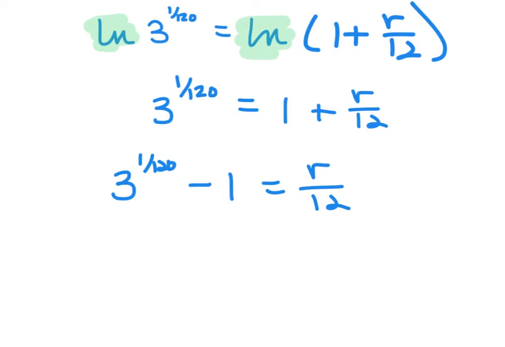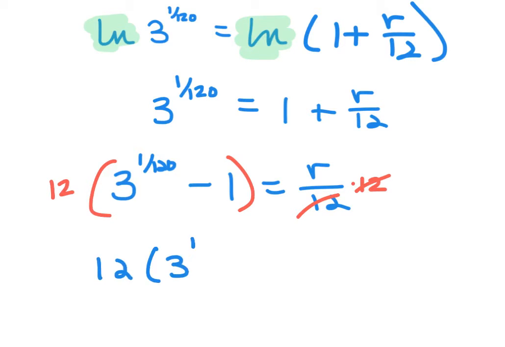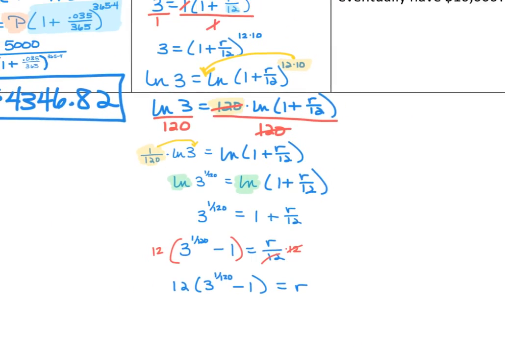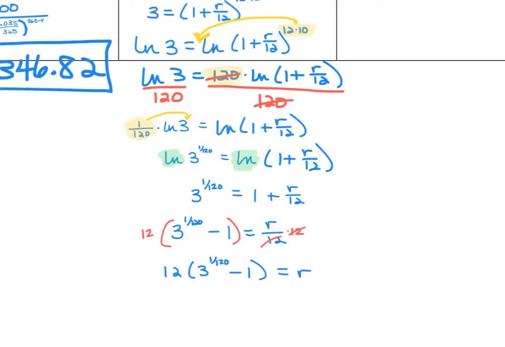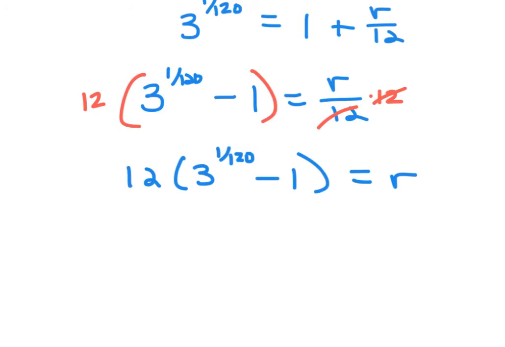And then I'm going to multiply, because I want the r by itself, both sides of the equation by 12 so that those 12s cancel. So now I have r is equal to 12 times 3 with a big ugly exponent minus 1 in parentheses. Stop for a second and just soak that all in. And then I'm not going to walk you through this one. Go ahead and type that into Desmos.